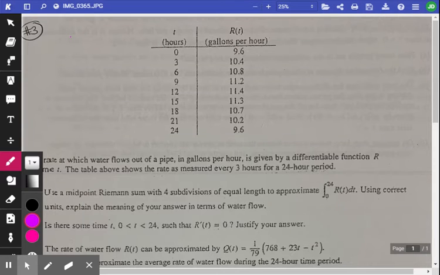Hello, this is number 3. Number 2, I posted a picture of, and I hope that those answers make sense. If they don't, let me know, and I'll go through that one as well. But here we go for number 3.